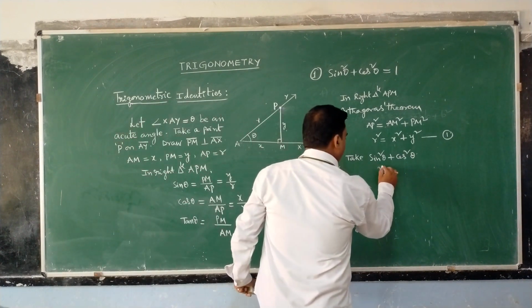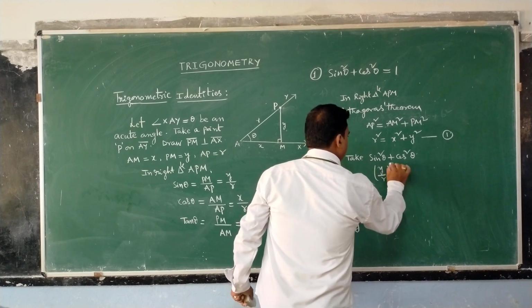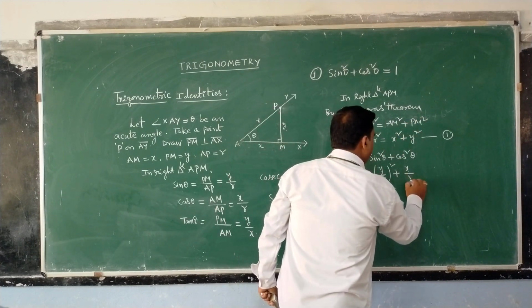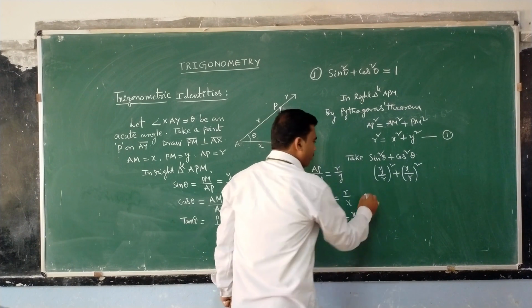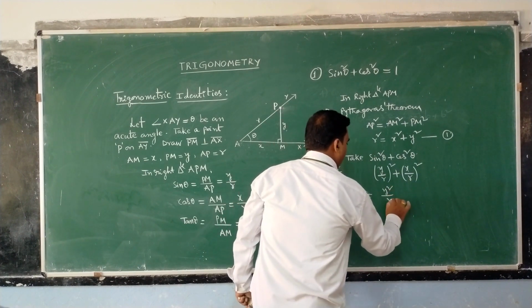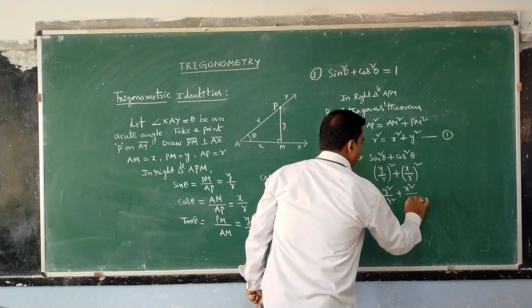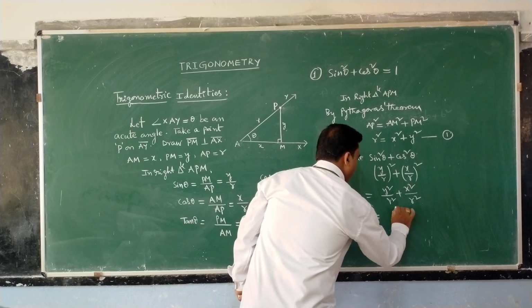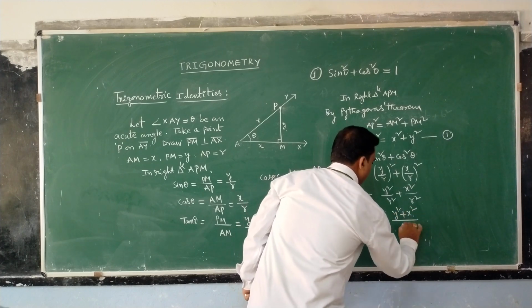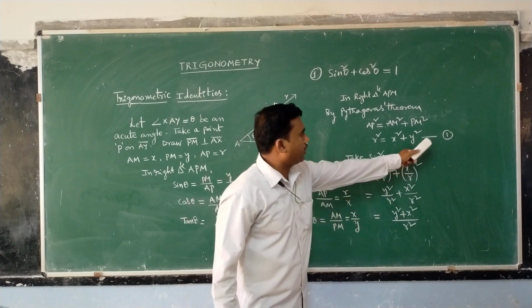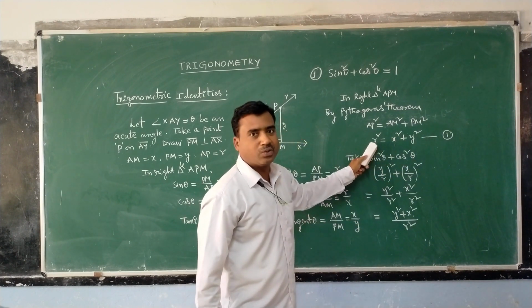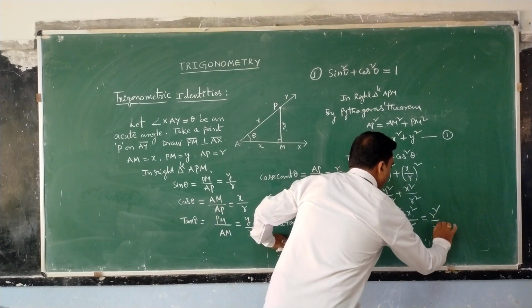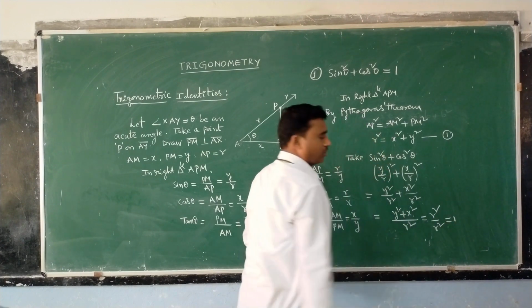So here, (y by r) whole square plus cos theta whole square, that is (x by r) whole square. So that is equal to y square by r square plus x square by r square, which is equal to (y square plus x square) by r square. But from 1, x square plus y square is equal to r square. So that is equal to r square by r square, which is equal to 1.